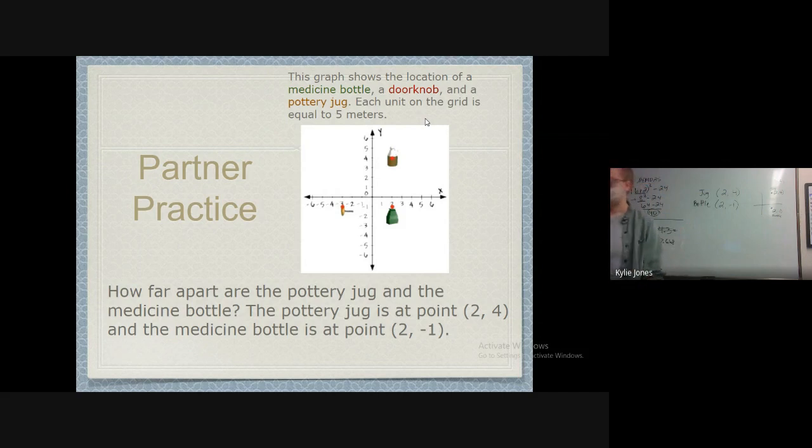So you times it by a meter? Well, not just 1 meter. Well, each one is 5 meters apart.